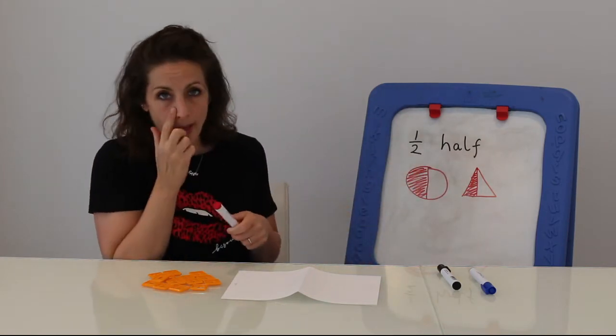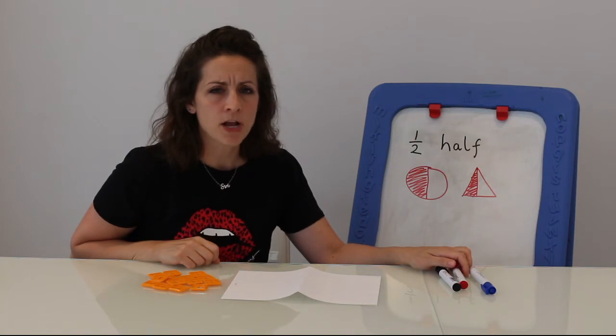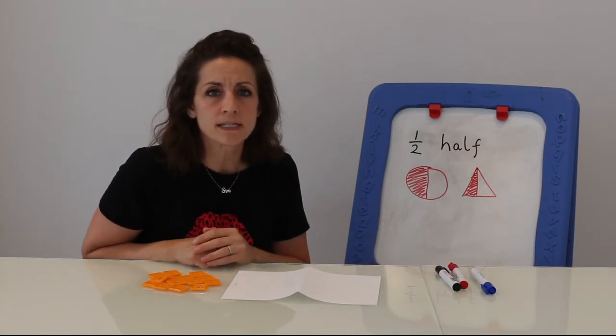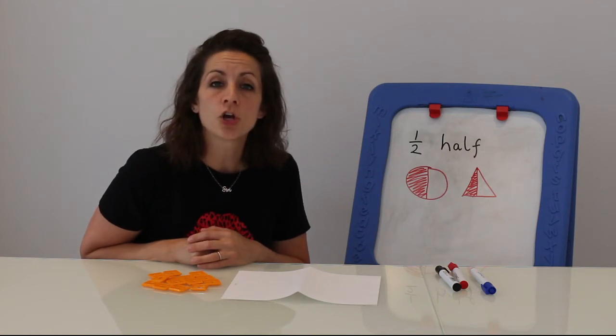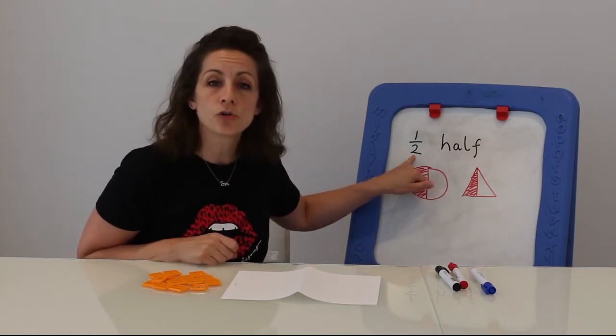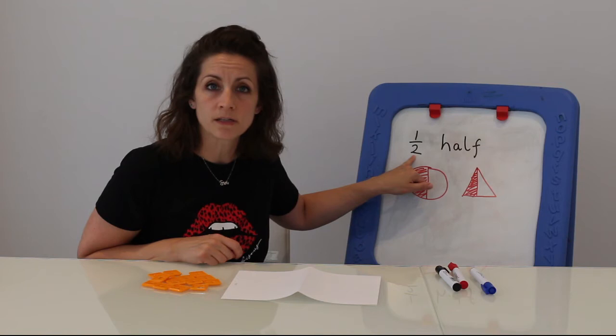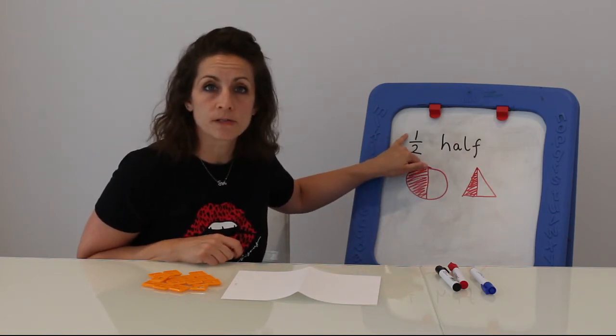So we're going to think about finding half of numbers today. Now we can't make numbers into equal pieces, but what we can do is make numbers into equal groups. So to find half, what we're going to be doing today is making 2 equal groups and working out how much is in one of those groups.